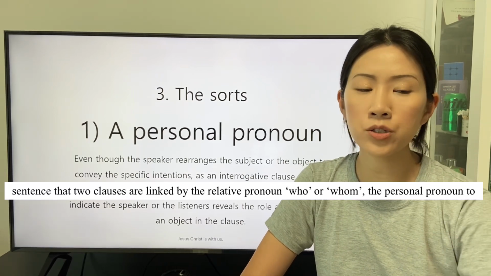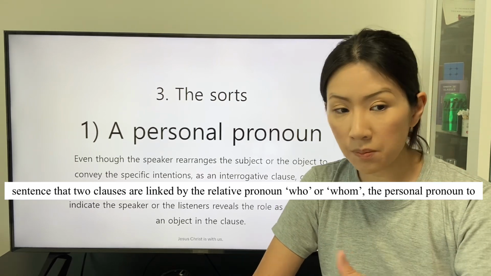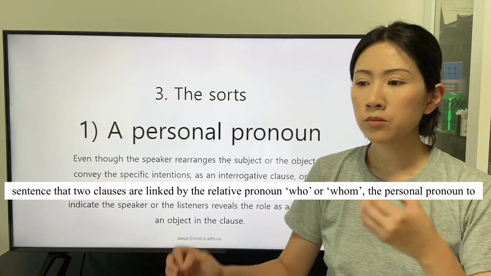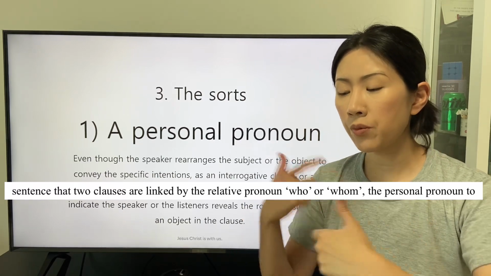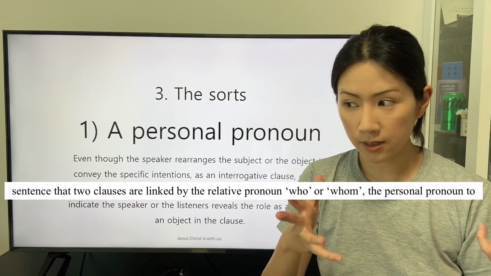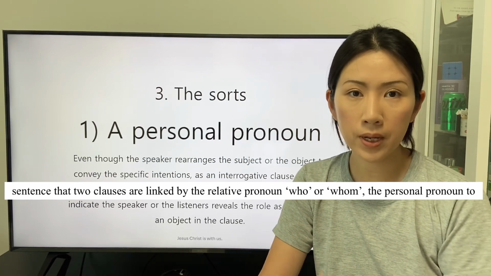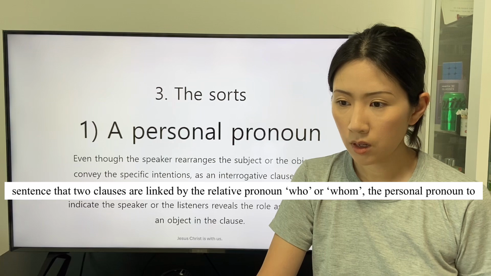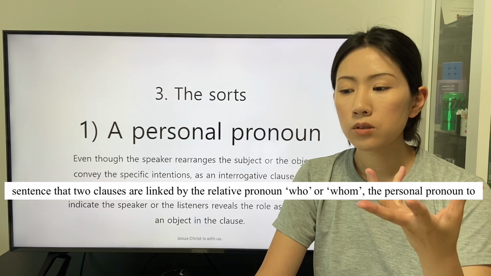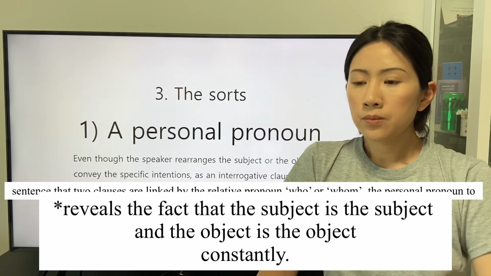The personal pronoun to indicate the speaker or the listeners reveals the role as a subject or an object in the clause. In the interrogative clause, the speaker rearranges the order of a subject and a be verb or a modal verb that is not a verb. The form of the personal pronoun reveals the fact that the subject is the subject and the object is the object constantly.